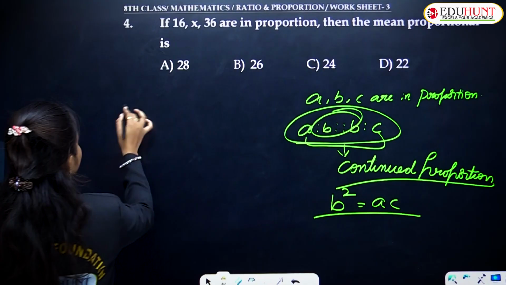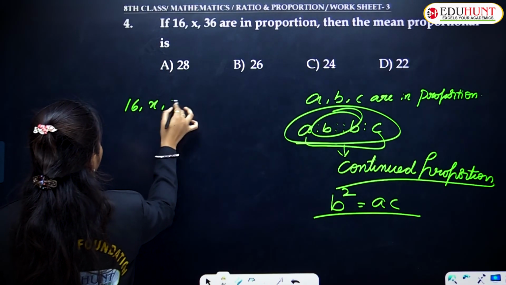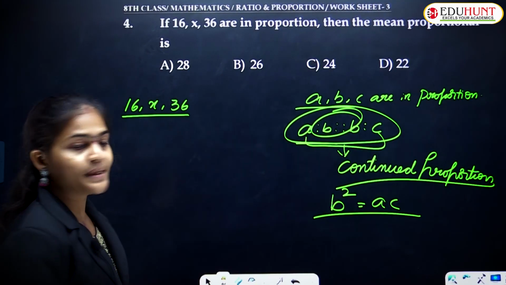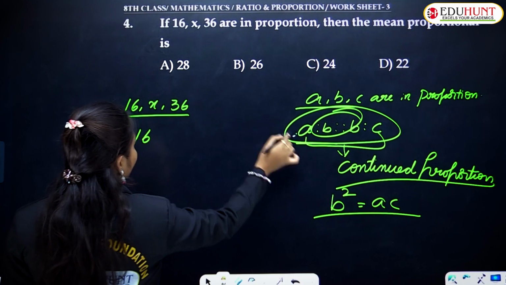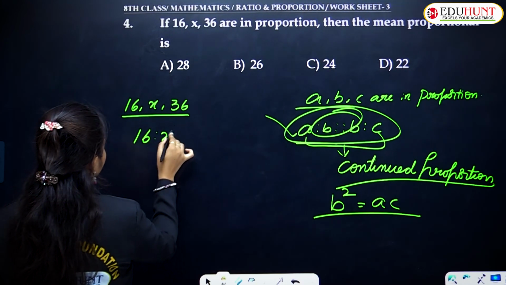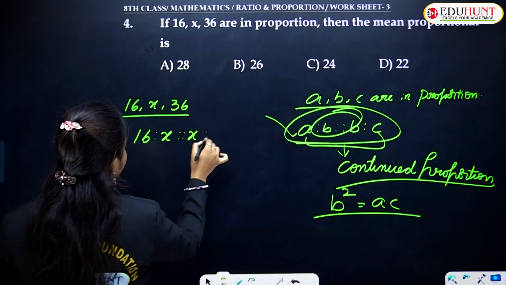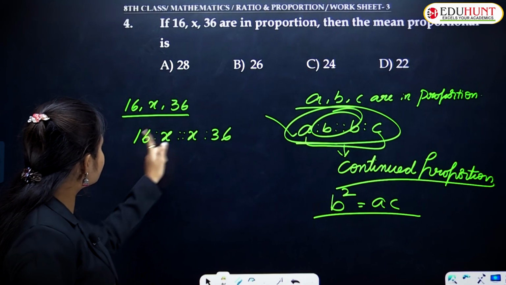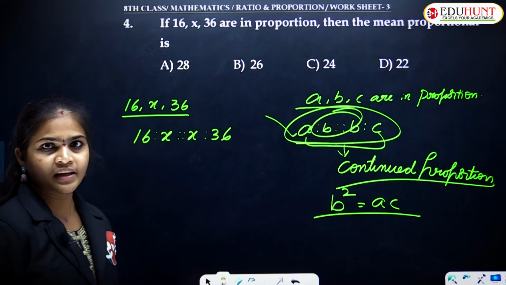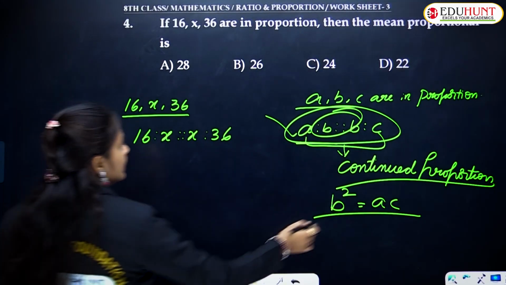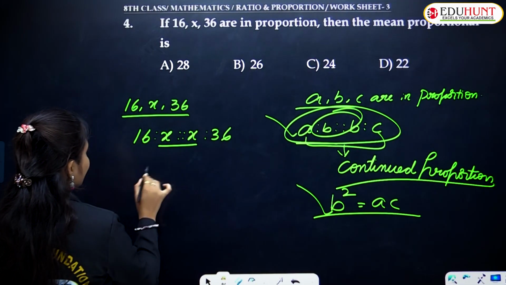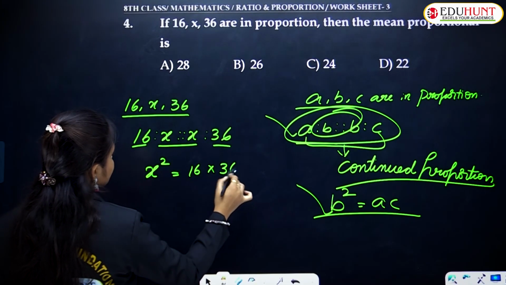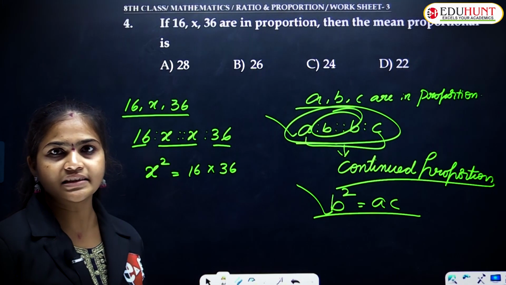Okay. Now what is given here is that 16, x, 36 are in proportion. So A, B, C are in proportion. So how do we write that proportion? 16 is to x as x is to 36. From this we can directly write that the product of means is equal to the product of extremes. Or else, B square is equal to AC. Directly apply that: x square is equal to 16 into 36.